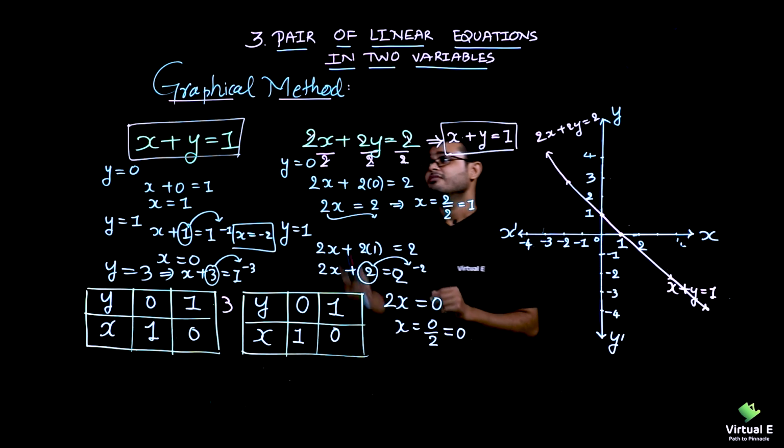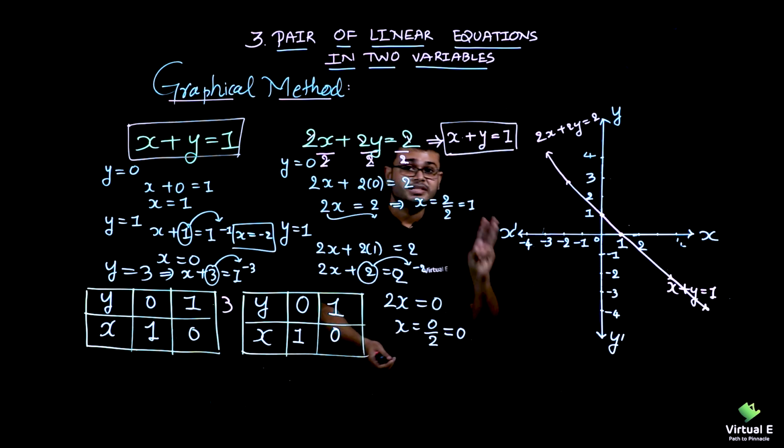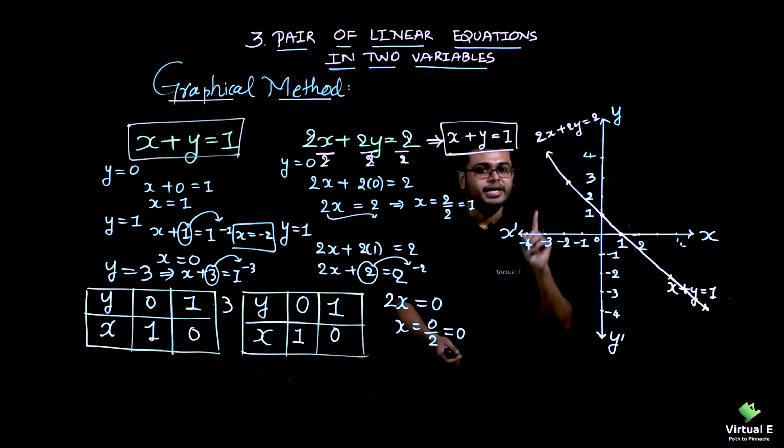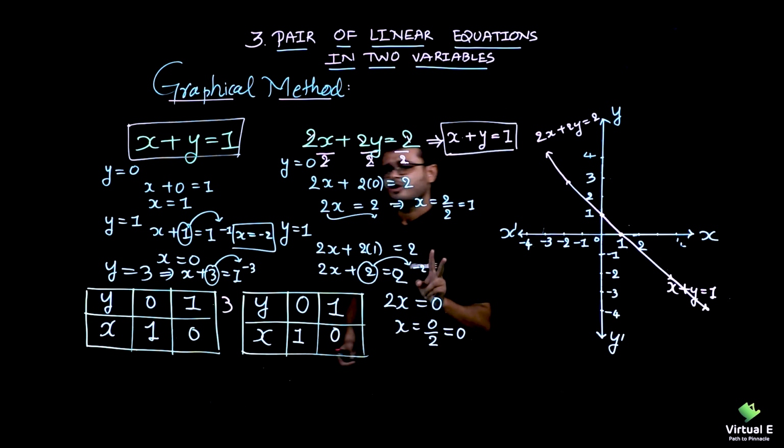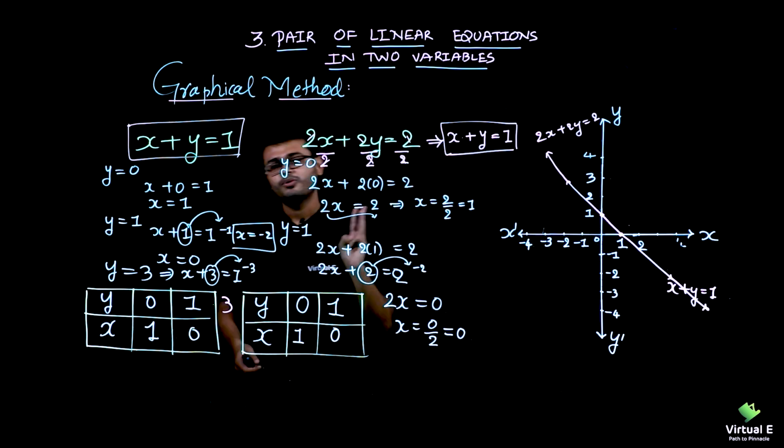So this was our graphical method. We discussed 3 cases. First was about intersecting lines, second was about parallel lines, and third about coincident lines.